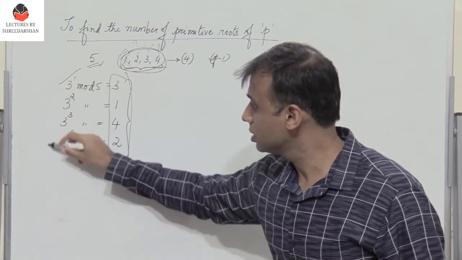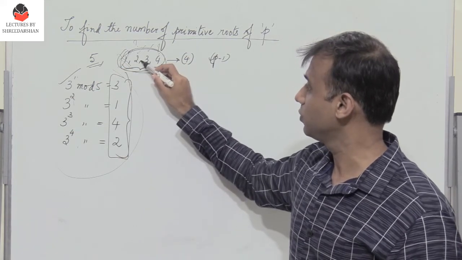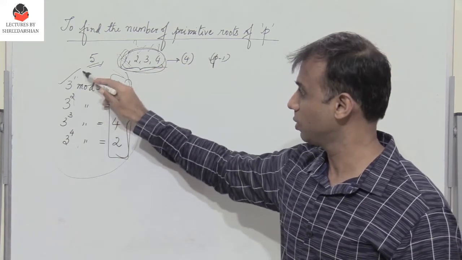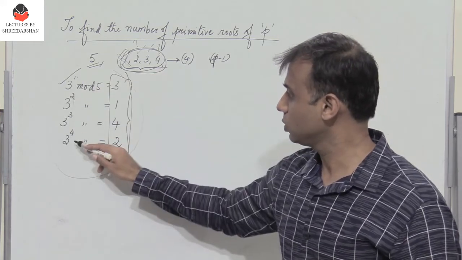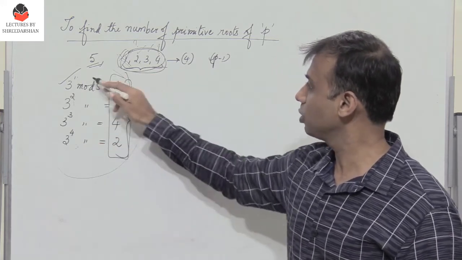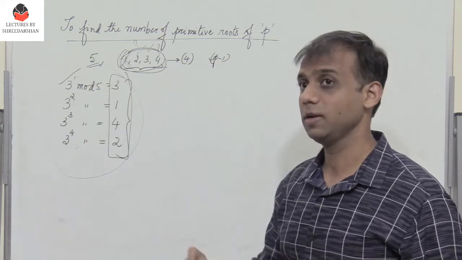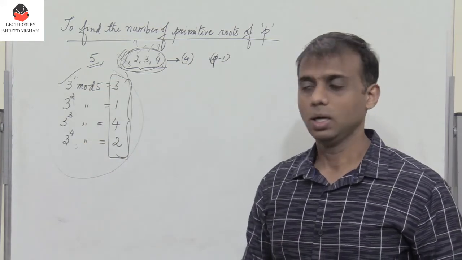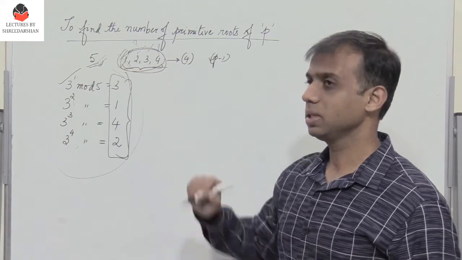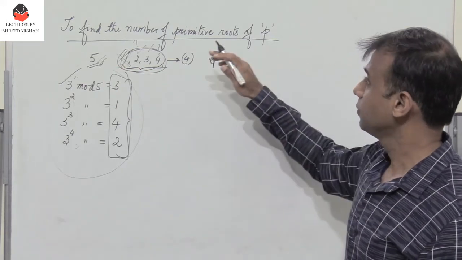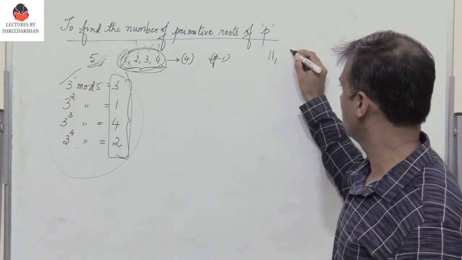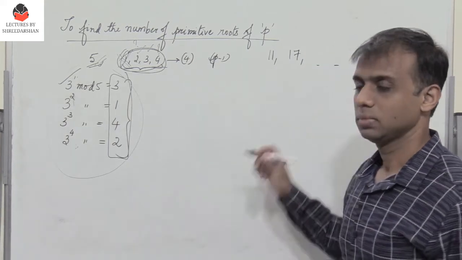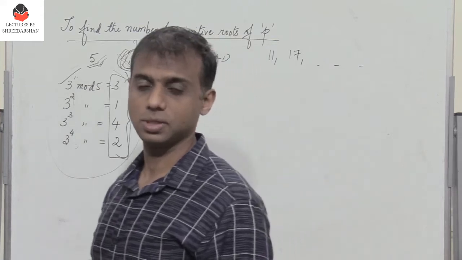So if you are asked in the exam, how many numbers are primitive roots of 5, then you will have to repeat this process for all the numbers. You will have to repeat this for 2, that is 2 power 1 to 2 power 4 in mod 5. Then 3 power 1 to 3 power 4 in mod 5. 4 power 1 to 4 power 4 in mod 5, and check for each number. Now 5 is a small prime number, that's fine. Suppose you are asked to find the number of primitive roots of, say for example, 11 or 17, then it becomes a tedious process, isn't it?